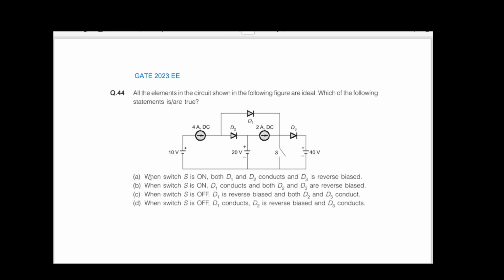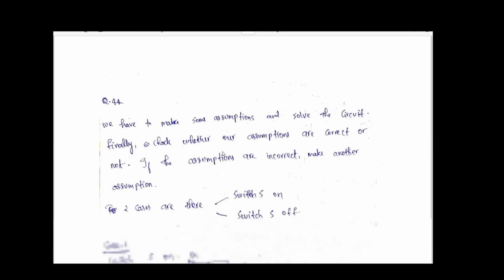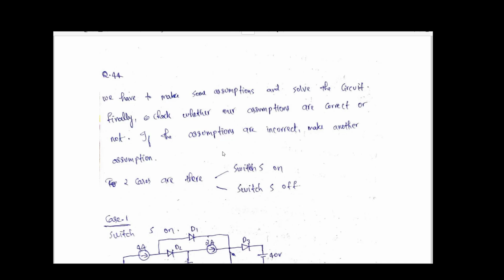So this is actually a multiple choice, multiple correct answer question. Two conditions are given: when the switch is on, two options are there; when the switch is off, two options are there. So we have to evaluate which are the correct options by analyzing the circuit. So let's go to the solution.